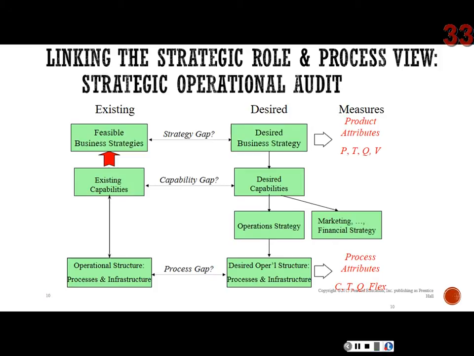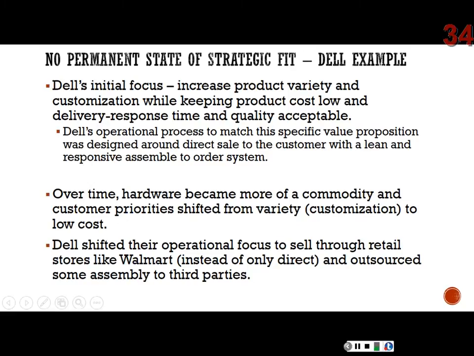So, key conditions for process effectiveness is the existence of strategic fit among 3 main components: strategic position, the process architecture, and the managerial policies. Okay, we're going to talk about some of those a little bit more. Sometimes you can say there is no permanent state of strategic fit. Remember when I just said you have to go back and look? Dell is a great example of that.